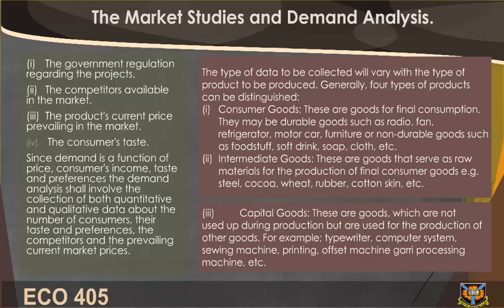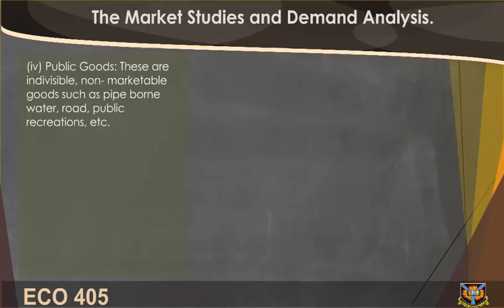2. Intermediate goods. These are goods that serve as raw materials for the production of final consumer goods. For example, steel, cocoa, wheat, rubber, cotton, skin, and so on. 3. Capital goods. These are goods which are not used up during production but are used for the production of other goods. For example, typewriter, computer system, sewing machine, printing offset machine, and so on. 4. Public goods. These are invisible, non-marketable goods such as pipe-borne water, road, public recreation, and so on.